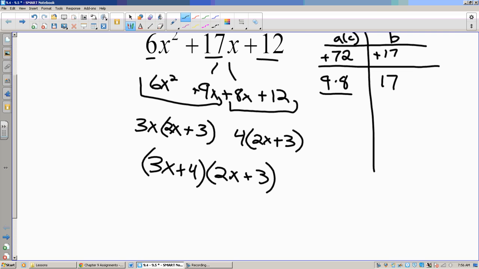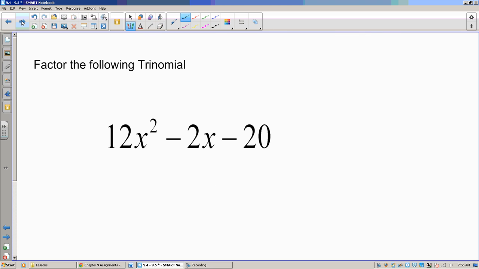Okay. Are there any questions with that? Let's move on to our next problem. And we're going to factor the trinomial. However, this time, let's take it to the next step and let's solve this trinomial. Okay? So get started.